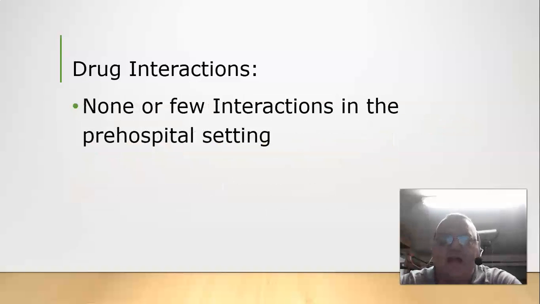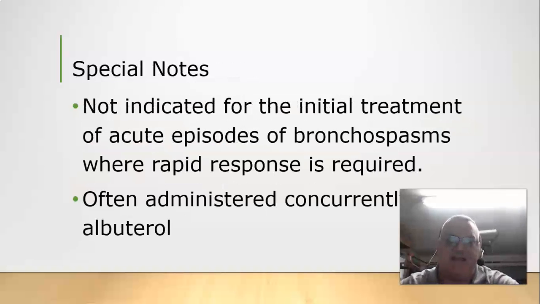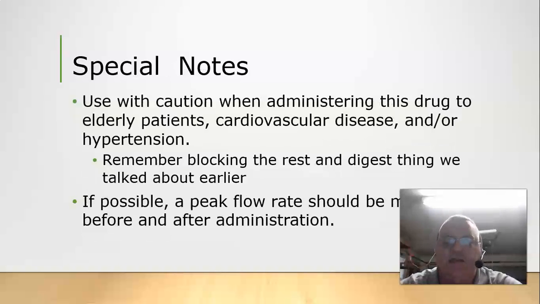So again, there are very few interactions, other than just remember it accumulates the effects of the albuterol, so it kind of helps that out. And again, usually when they're having wheezing, that's kind of what we want. And again, it's usually administered with albuterol. And just be careful when you're giving this to patients with heart disease or high blood pressure. If they're elderly, remember that they're a little bit more sensitive to this. It blocks the rest and digest mechanism. If they're on certain drugs, by the way, that can be potentiated.